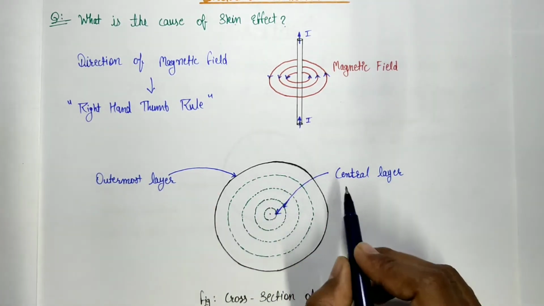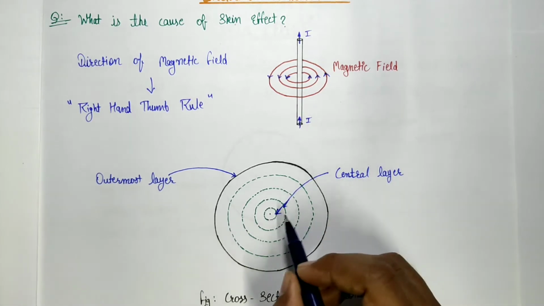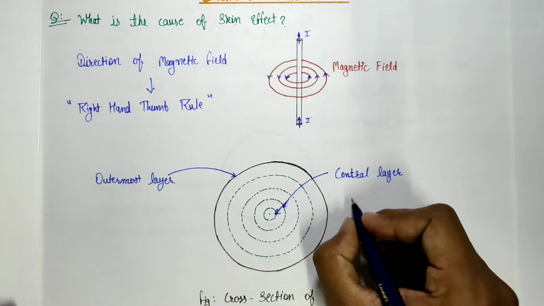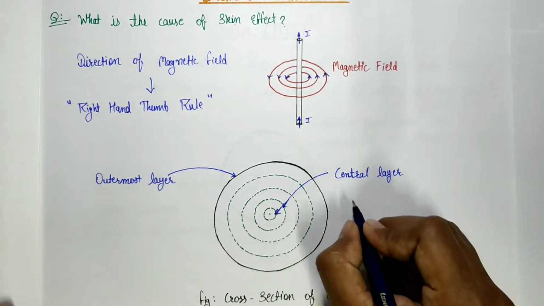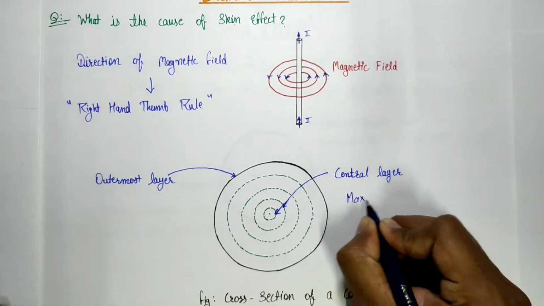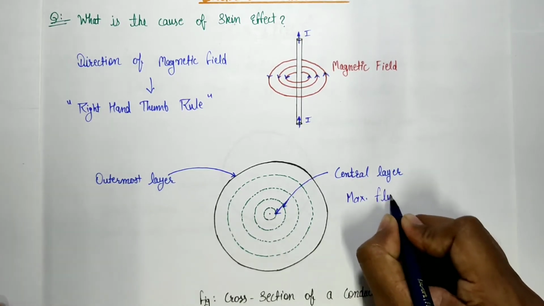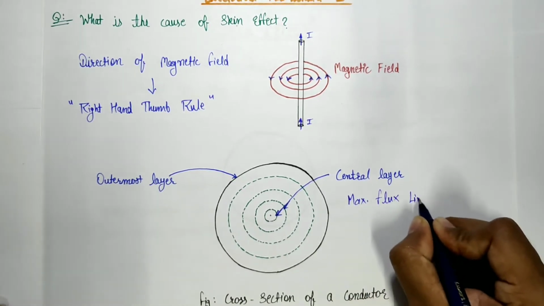So we can say that the central layer is interacting with the most amount of magnetic field, and therefore at the central layer the magnetic flux linkage is maximum. So we can write here that at the central layer we have maximum flux linkage.